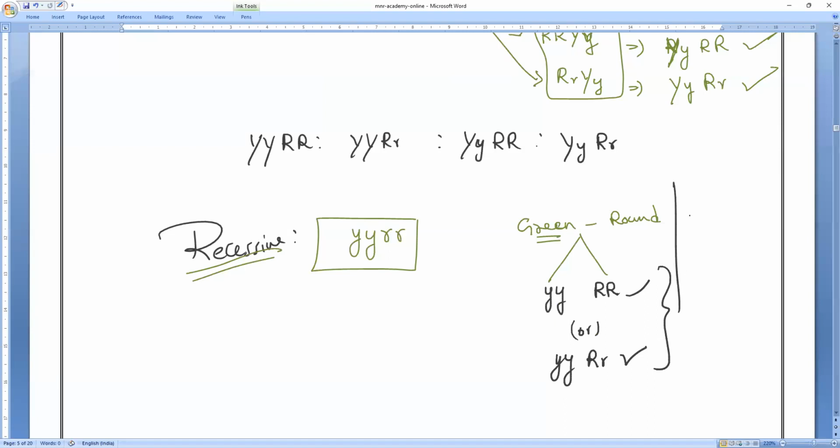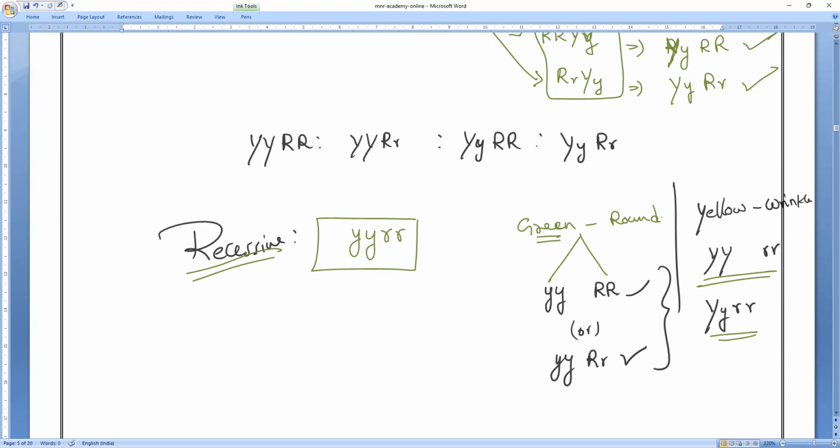Next, yellow and wrinkled. This is the other one. Only two possibilities again. Yellow is the dominant one, so either capital Y capital Y, or else capital Y small y. Wrinkled is recessive. What is that? Small r small r. So only these two possibilities. Other than this, is there any other possibility? Anybody? No. No other possibilities for this.